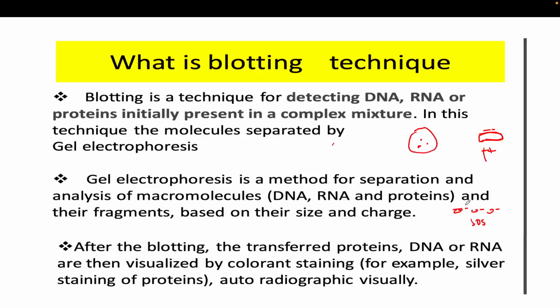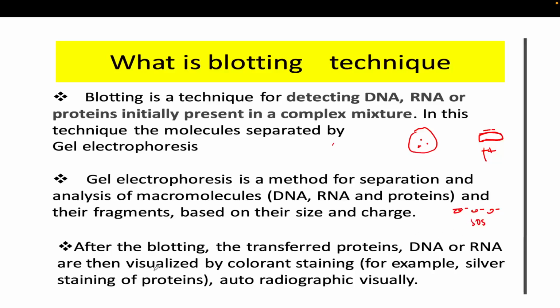Okay, whatever protein has higher molecular weight will migrate slowly, and whatever has low molecular weight, that protein will migrate fast. And here there is no charge bias that will play a role. So that's how you separate different types of macromolecules using gel electrophoresis.